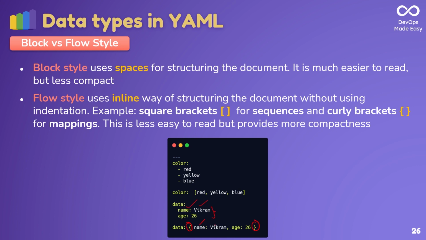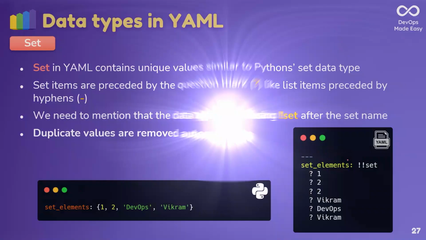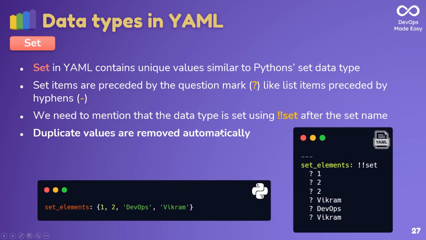So name is the key, value is this one, age is the key, value is this. For list elements we use square brackets. This we already know. For dictionaries we use braces. So this is the block way of doing it, and this is the flow way of doing it, flow style. Now the next thing is set. Set in YAML is almost similar to the Python set data type.